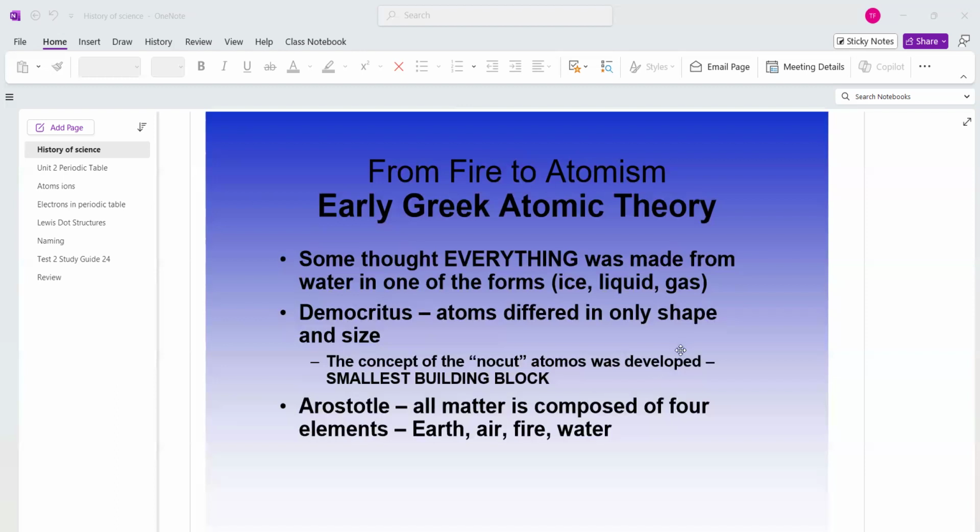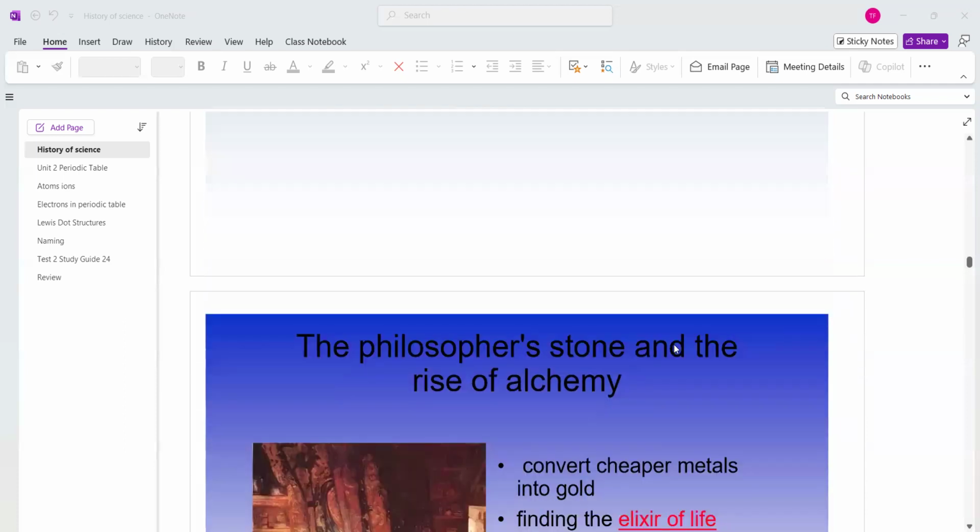Okay, so don't write all this down. Write down Democritus, atom. Aristotle, earth, air, fire, water. No more than that. And this is a PowerPoint available, should be available as well in files, Unit 2.